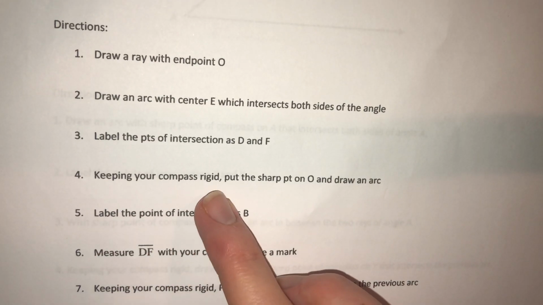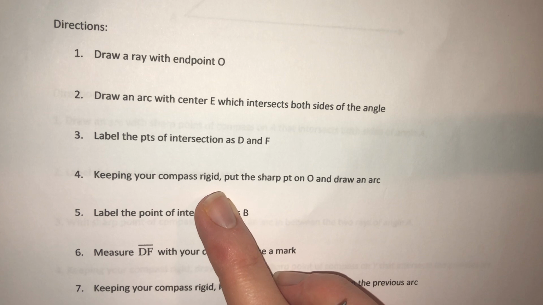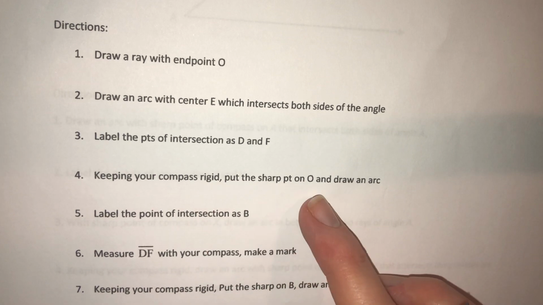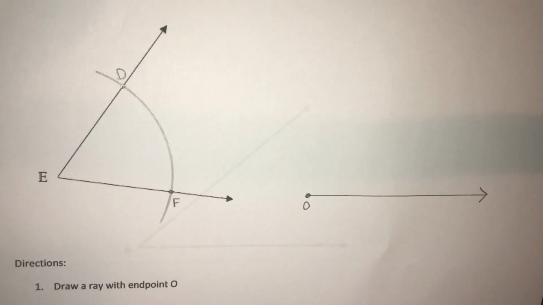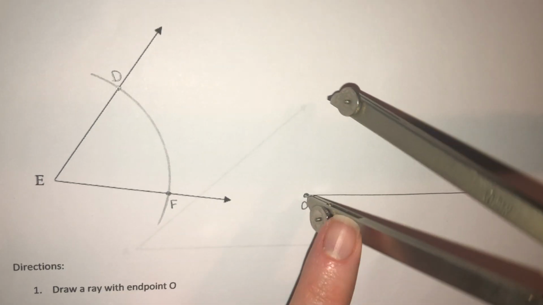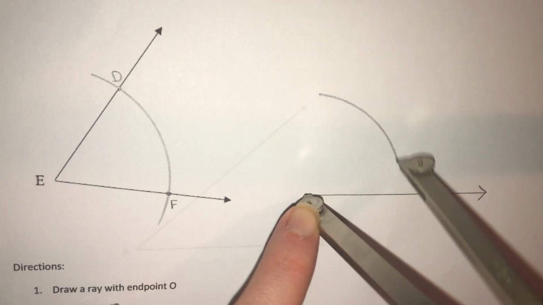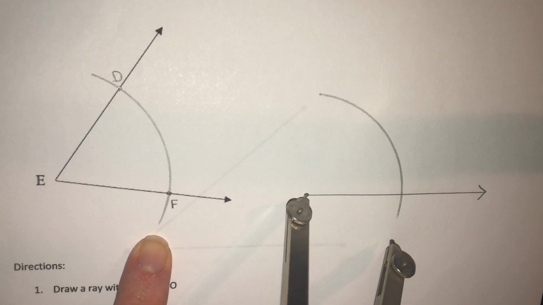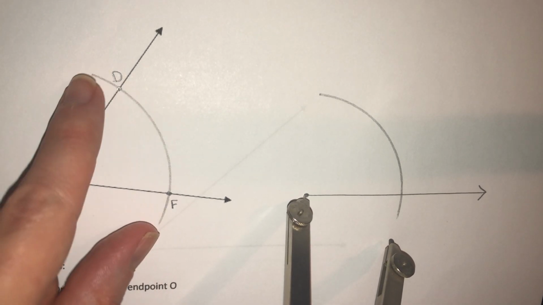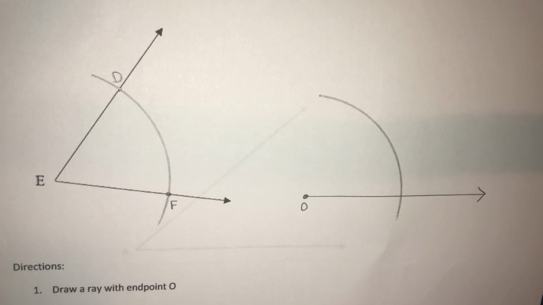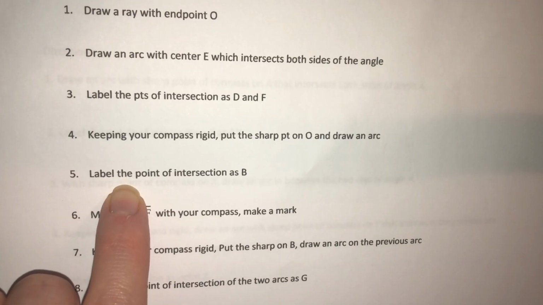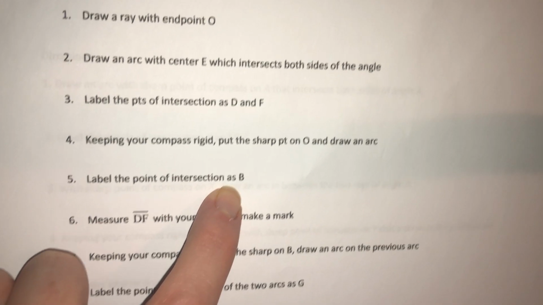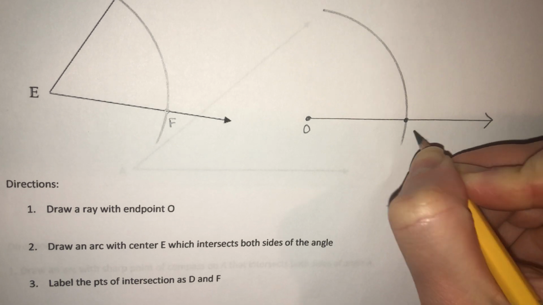Now, number 4, in the directions it says keeping your compass rigid. That means don't adjust it from where it was on the last step. Put the sharp point on O and draw an arc. So I'm going to put the point on O and I'm going to make an arc. How big? Well, I need it to be about the same size as this one, maybe bigger. Definitely not too small or it won't reach as far as it needs to. Then step 5 says label the point of intersection as B. So this intersection point will become my point B.